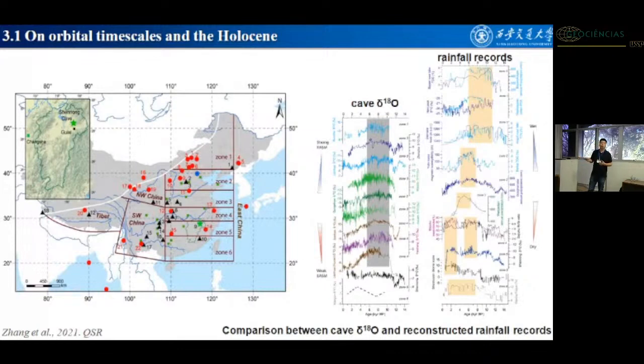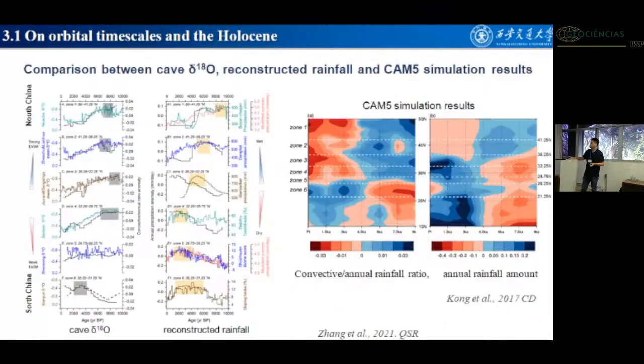It's like a dipole, just like Professor Cruz introduced in the morning for the South American monsoon region. These colored curves use all these speleothem values in these 6 zones. We calculate the mean value, and the black curves are the data extracted from the CAM5 simulation results. We can see they are similar. They have a coherent variation.